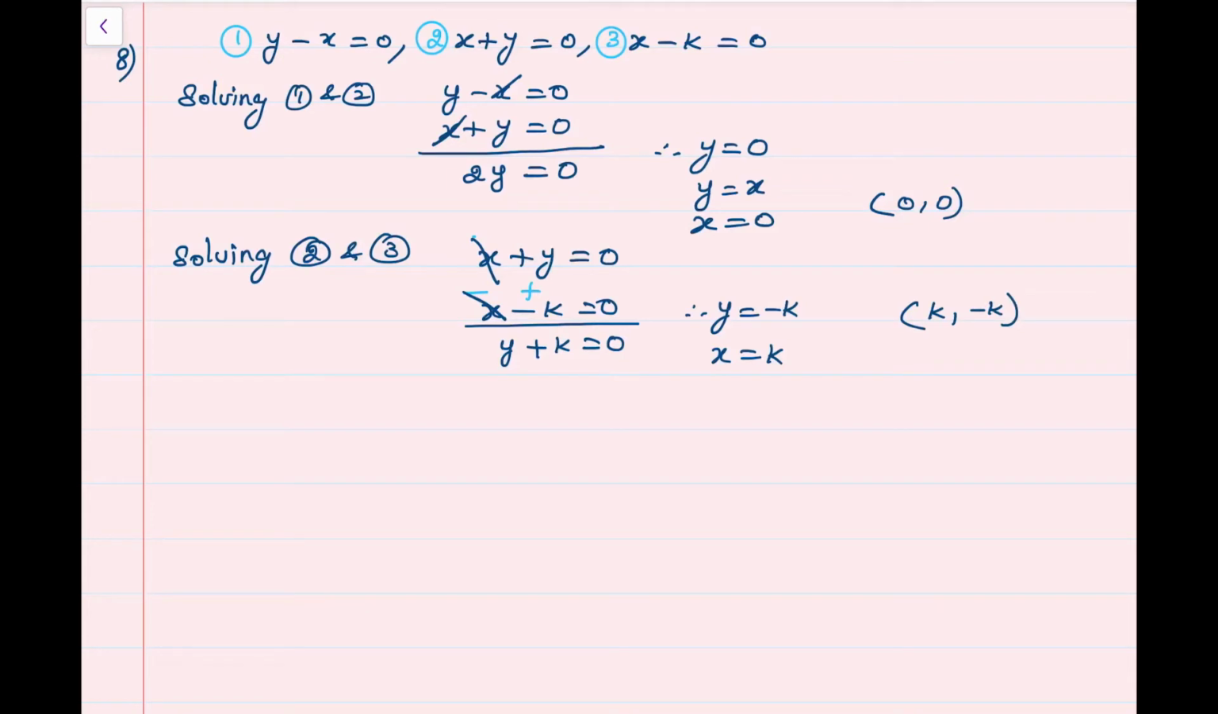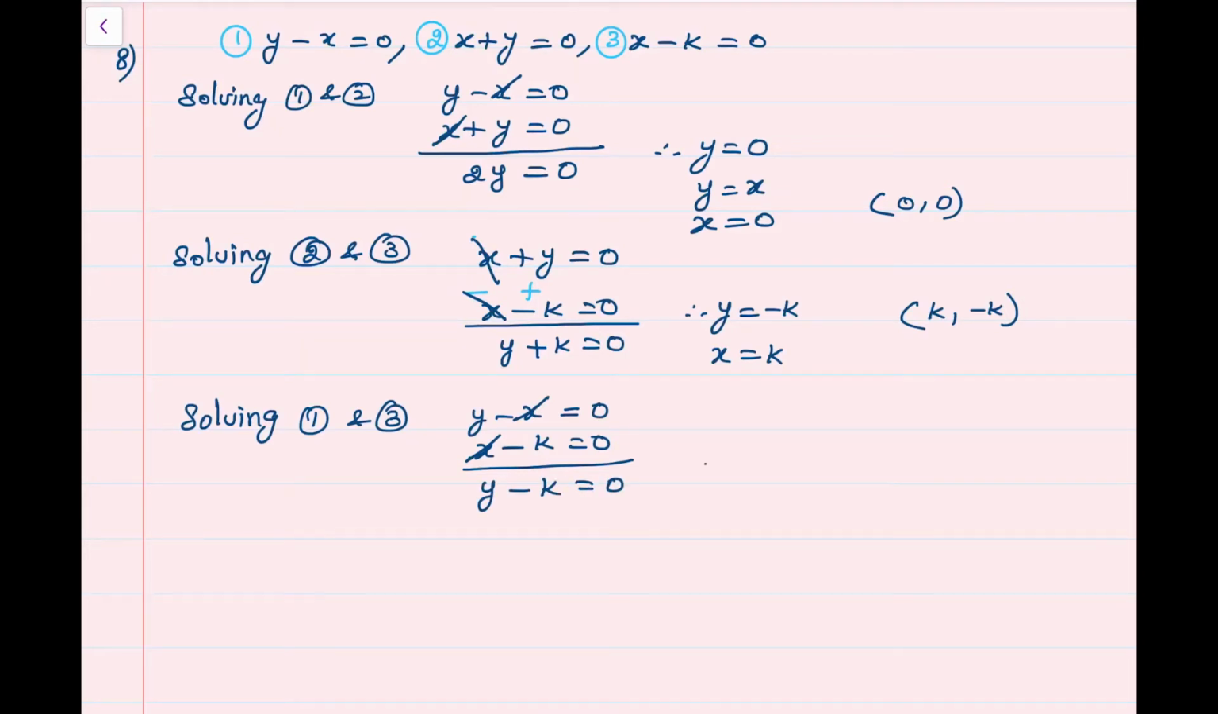Write the x coordinate first. We will solve the first and the third equations. y minus x is 0. x minus k is 0. Minus x plus x are getting cancelled. y minus k is 0. Therefore, we get the y coordinate as k. And x coordinate is k from the third equation. Therefore, the third point of intersection is (k, k).